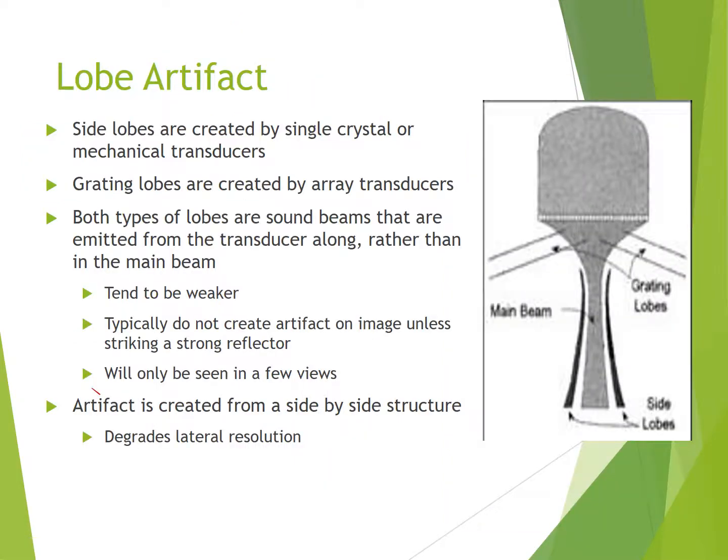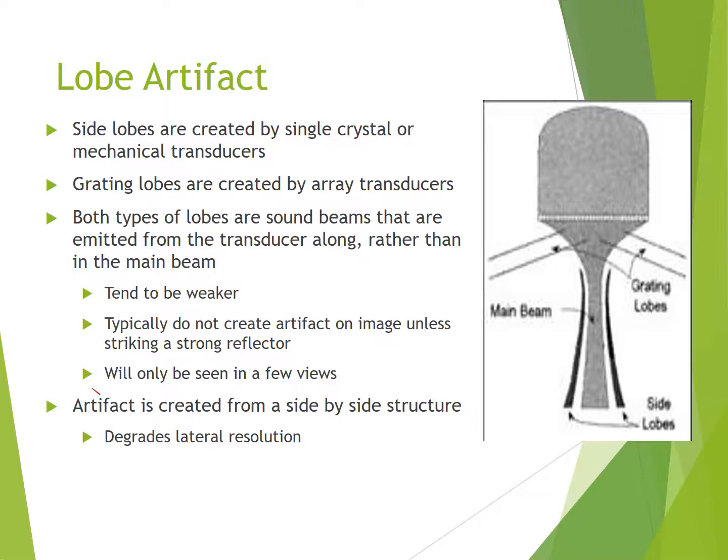Lobe artifact should sound familiar, as we've already studied this a few chapters back. With lobe artifact, we get side lobes that are created by single crystal or mechanical transducers, and then we get grating lobes, which are created by our array transducers. Both types of lobes are sound beams that are emitted from the transducer along the side rather than in the main beam.